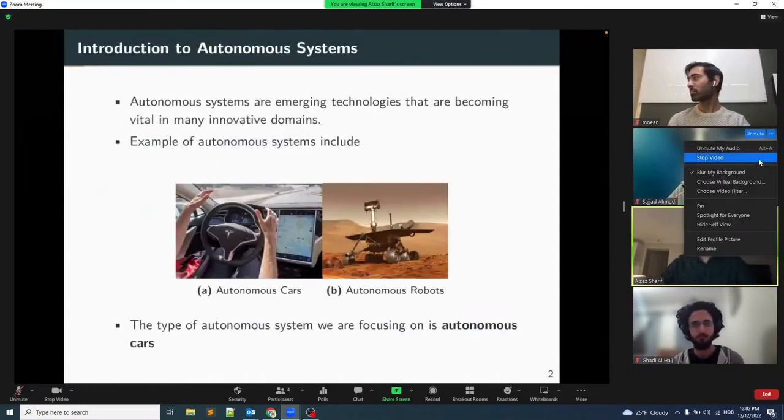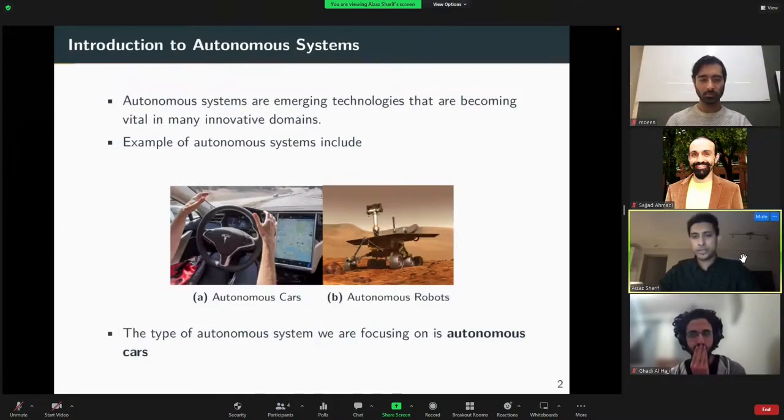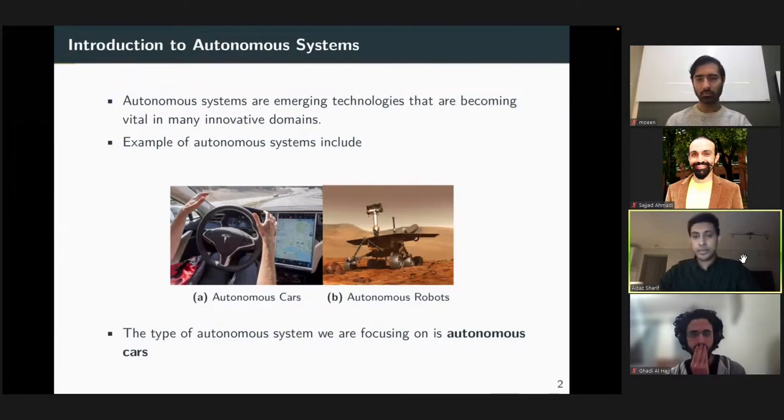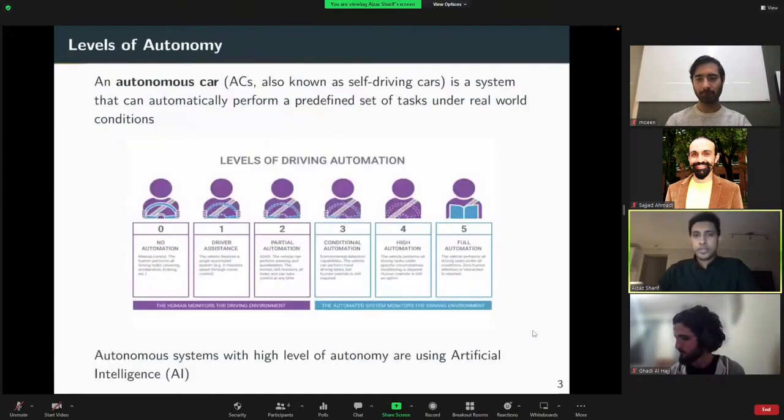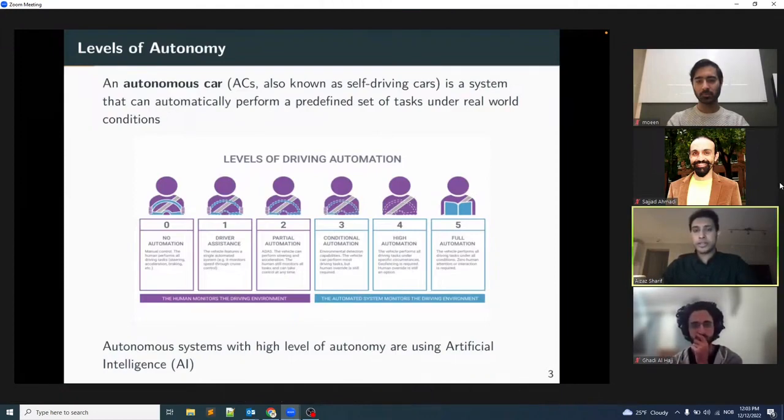So autonomous systems are emerging technologies that are becoming vital in our daily lives. And there are a lot of different versions of autonomous systems. The most common that we see around are autonomous cars and autonomous robots, and the type of autonomous systems we are focusing on is autonomous cars. So an autonomous car is a system that can automatically perform a predefined set of tasks under real world conditions. And government and regulatory bodies have defined certain automation levels, so that the higher you go in autonomy, the more a society can trust such autonomous systems.